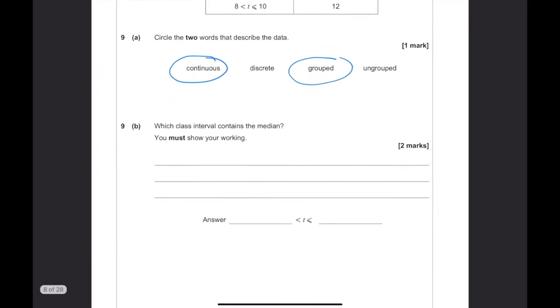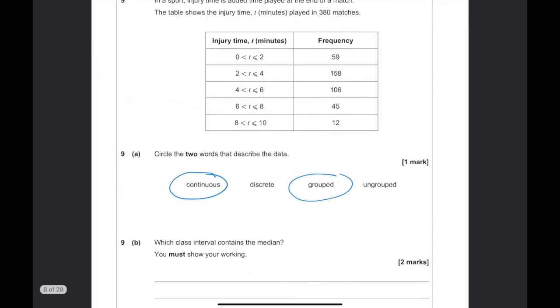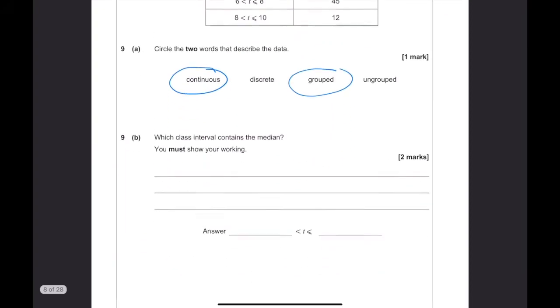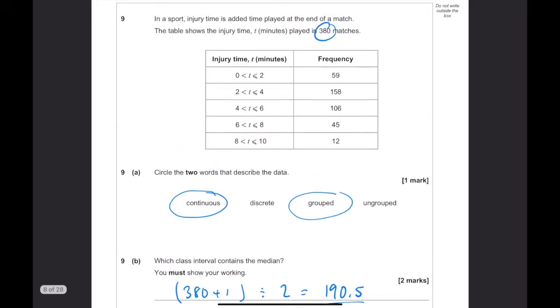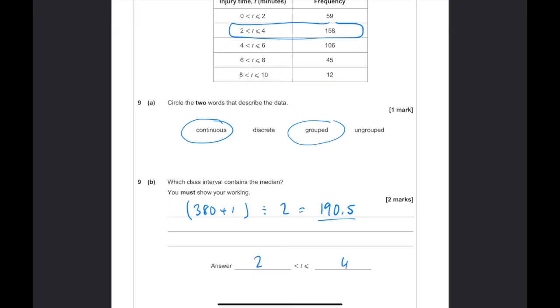And 9b, which class interval contains the median? Now we know there's 380 matches, so if we do 380 plus 1, and then divide that answer by 2, then that means our median is at the 190.5th value, which is going to fall in this range here. So it's going to be the class of 2 to 4.